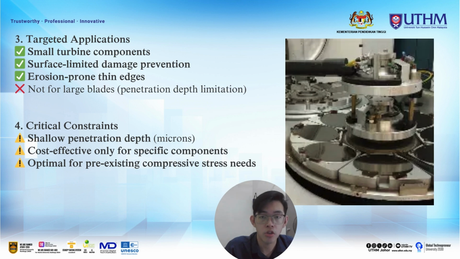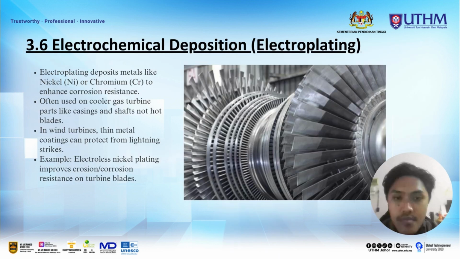The targeted applications are small turbine components, surface-limited damage prevention, and erosion-prone thin edges, not large blades because the penetration depth is a limitation. The critical constraint is the shallow penetration depth of microns, and it is cost-effective only for specific components, optimal for pre-existing compressive stress needs. Next, I will present electrochemical deposition, electroplating.